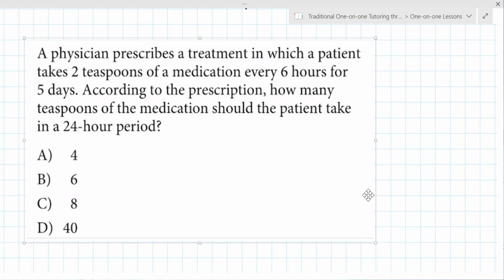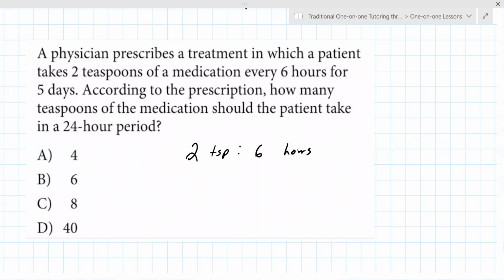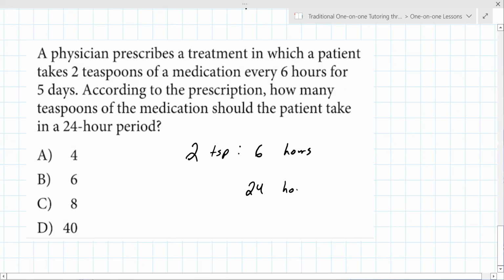Good. Now, I'm going to read it, and what I want you to do is write down the important information as we're reading it. So, a physician prescribes a treatment in which a patient takes 2 teaspoons of a medication every 6 hours. So, if it were me, I would write down something like 2 TSP, something like that. According to the prescription, how many teaspoons of the medication should the patient take in a 24-hour period? And then I would write the new number and then figure out the multiplier.